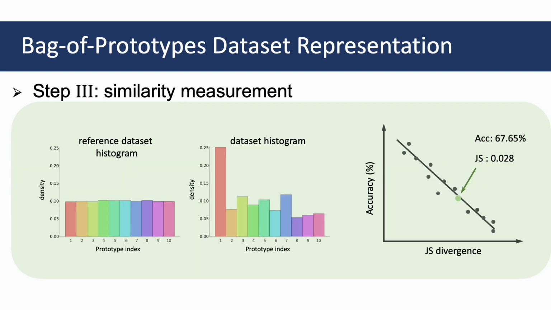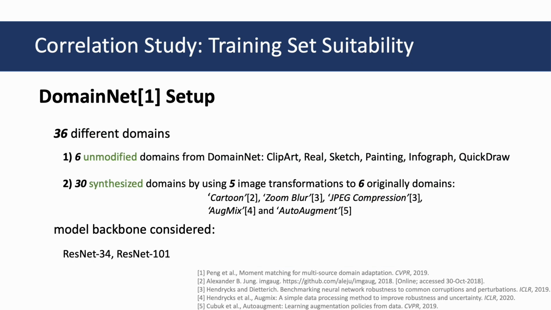Lastly, we use Jensen-Shannon divergence to calculate the similarity between the histogram of the reference dataset and the dataset to be encoded. Next, I'm going to introduce the experiments and the results.